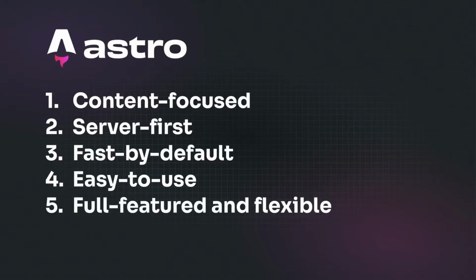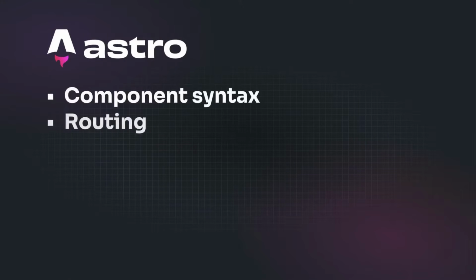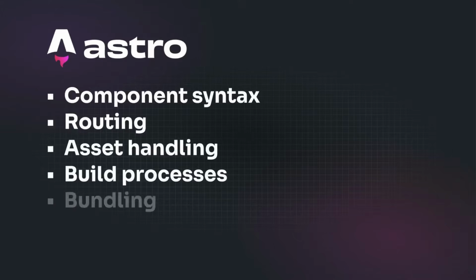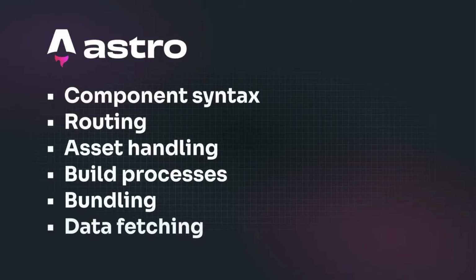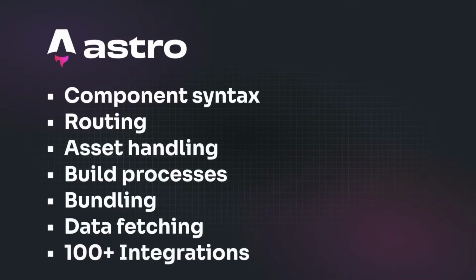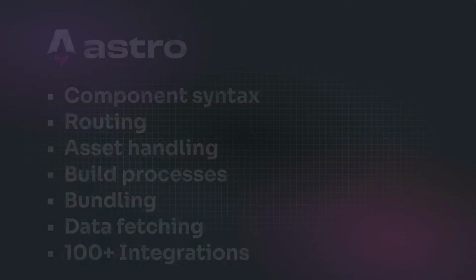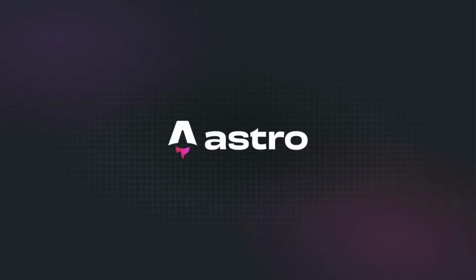Finally and fifthly, it's fully featured but flexible. Astro comes with all the essential features for website development, including component syntax, routing, asset handling, build processes, bundling, and data fetching. Additionally, it offers more than 100 integrations for extending its capabilities and supports various UI frameworks using that Astro Island syntax.